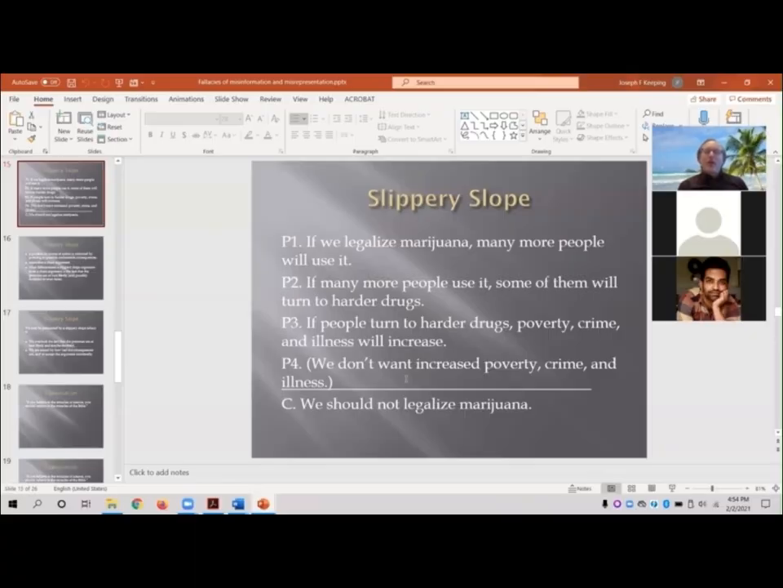The second premise: if many more people start smoking pot, some of them will turn to harder drugs. Do we know that to be true? I don't know. We would have to go and look at the research. At the moment, it's doubtful. You also might want to raise the question, well, maybe some of them, but how many is some? Like 1%? 1% is some, but is 1% enough that we should care? Third premise: if people turn to harder drugs, there'll be more poverty, crime, and illness. Again, are we sure this is going to happen? Is this definitely true? Or is it more like it'll probably happen?